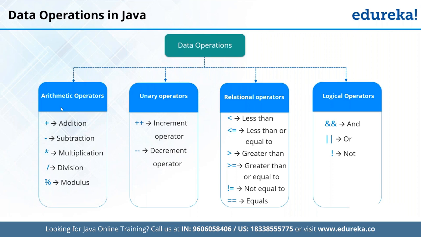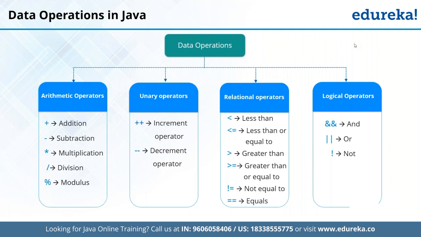And then we have relational operators, where we can compare with less than, equal to, greater than, or equal to. And then we have logical operators where we need to check conditions. That means if both conditions have to be fulfilled, or only one is sufficient, these things have to be defined as a part of data operations available in Java.